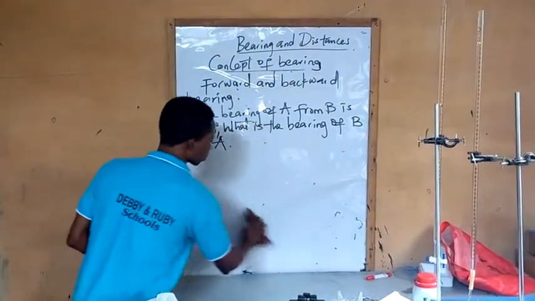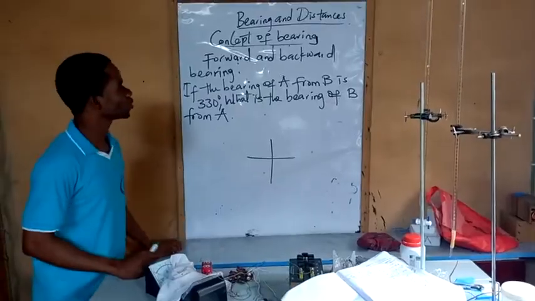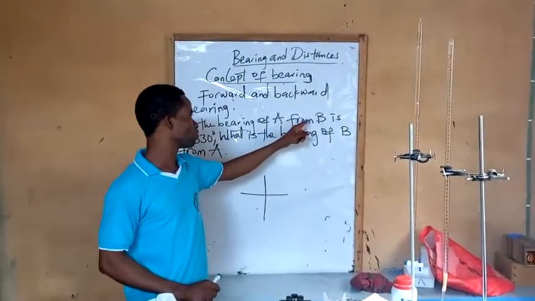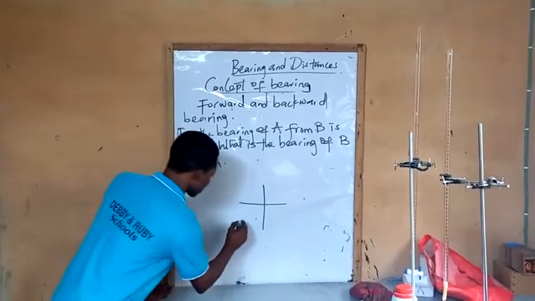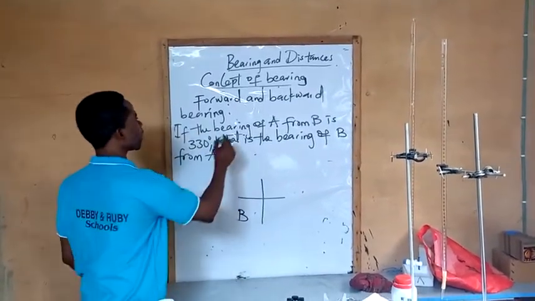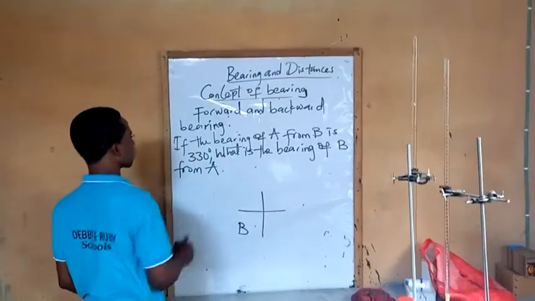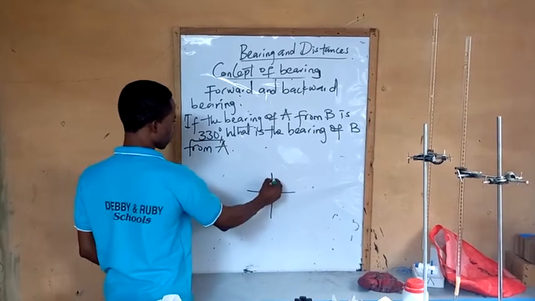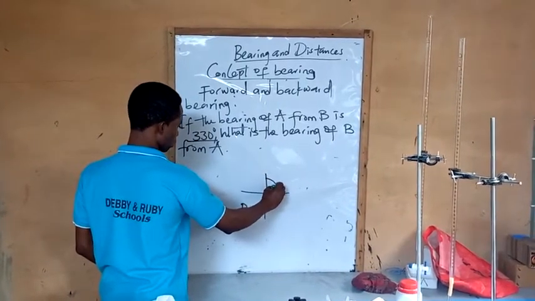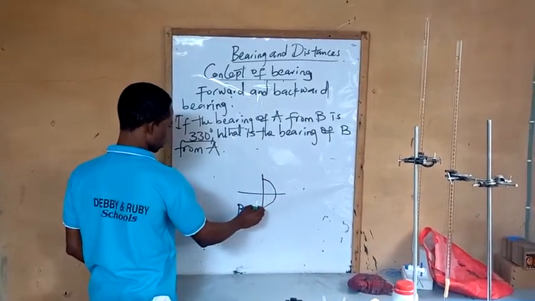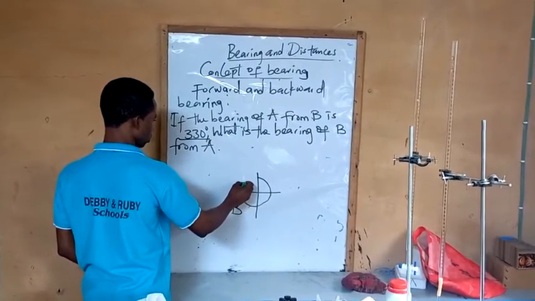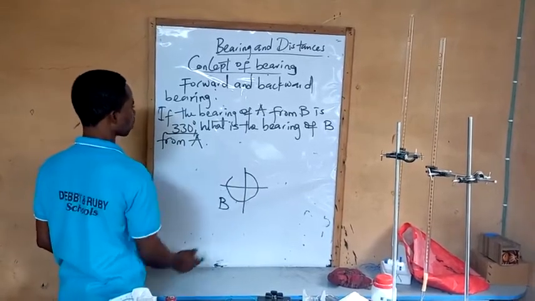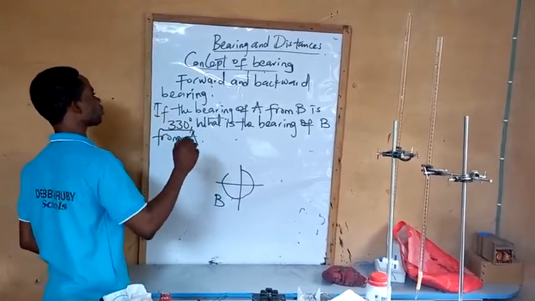We are drawing the bearing questions. Centralize it on your paper. They said if the bearing of A from B, so our starting point is B, the bearing of A from B is 330 degrees. I've told you anytime it's 3 digits, you start from north. This is your north, 90, 180, 270. So your 330 should be around there, because everything is 360 and it doesn't reach 360. Stop here.